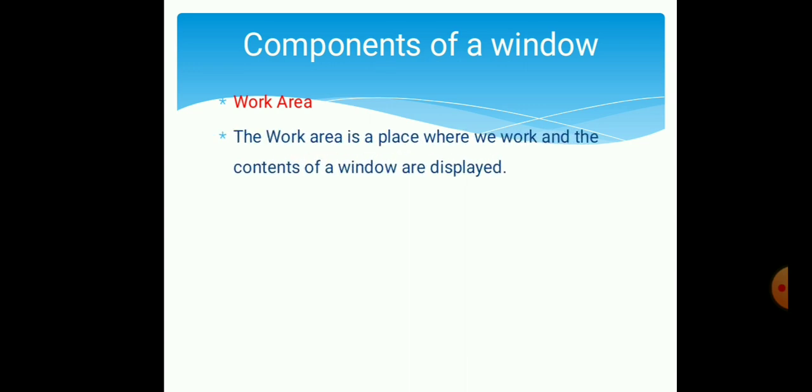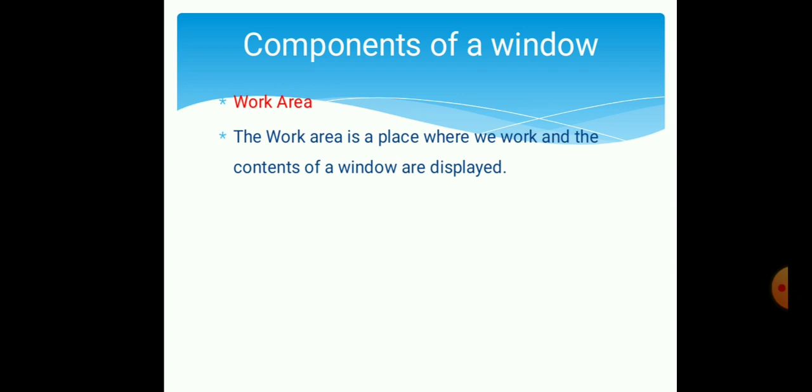The next component is work area. This is the place where we work and the contents of the work will be displayed here. For example, if you take a Word document, in that document we are typing the text, isn't it? So where we are typing, that place is called working area. Where the cursor is present, a blinking line. Have you seen, children? Yes. That place is called working area.